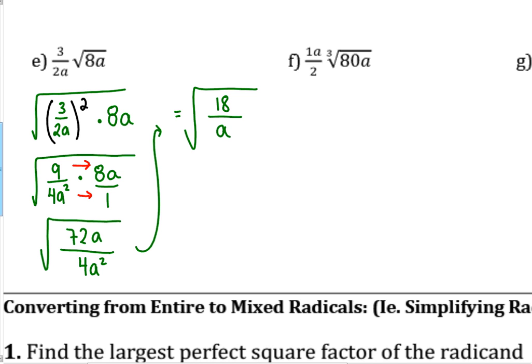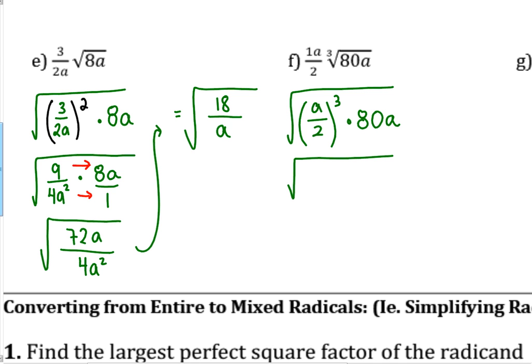This guy, what's the difference? You have to cube it. So let's cube it. A over, do you have to write the 1? No. A over 2 to the power of 3 times 80a, or a cubed divided by, what's 2 cubed? 8. So knowing those perfect cubes is very helpful. Times 80a. So if you want, we can go straight across, or we can go straight to simplifying this.